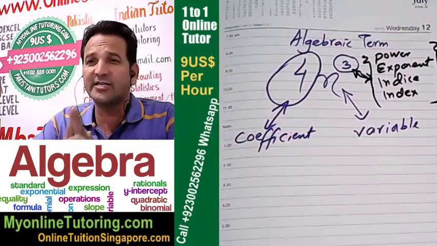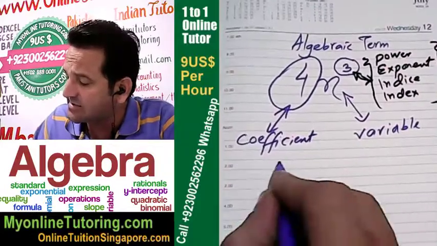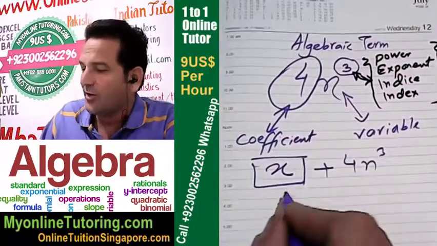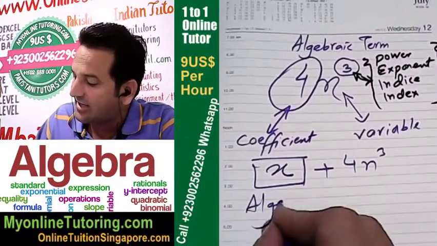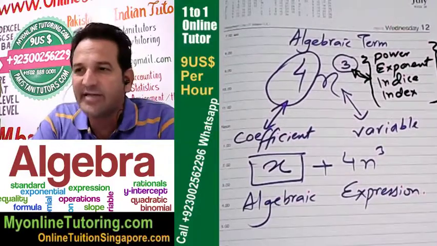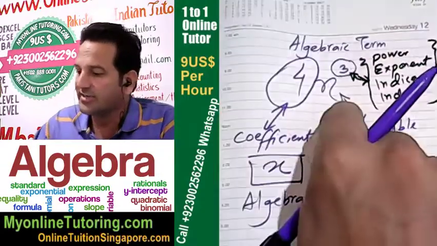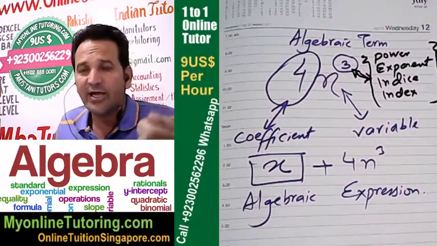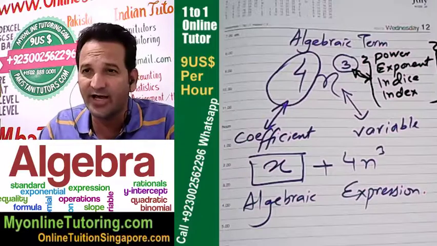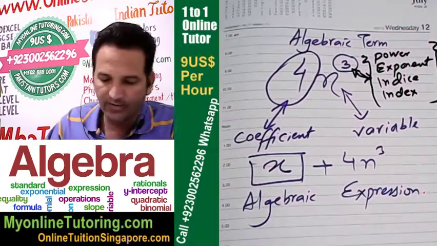Any combination of 2 algebraic terms will become an expression. Okay? For example, another algebraic term is x. x individually is an algebraic term. x plus 4n cube will become an algebraic expression. So this x plus 4n cube is known as the algebraic expression or expression in algebra. Individually 4n cube, 2, 2a, 3a, 5ab are algebraic terms, but when 2 terms are added together, they will become an algebraic expression. Okay, now move on to the next.